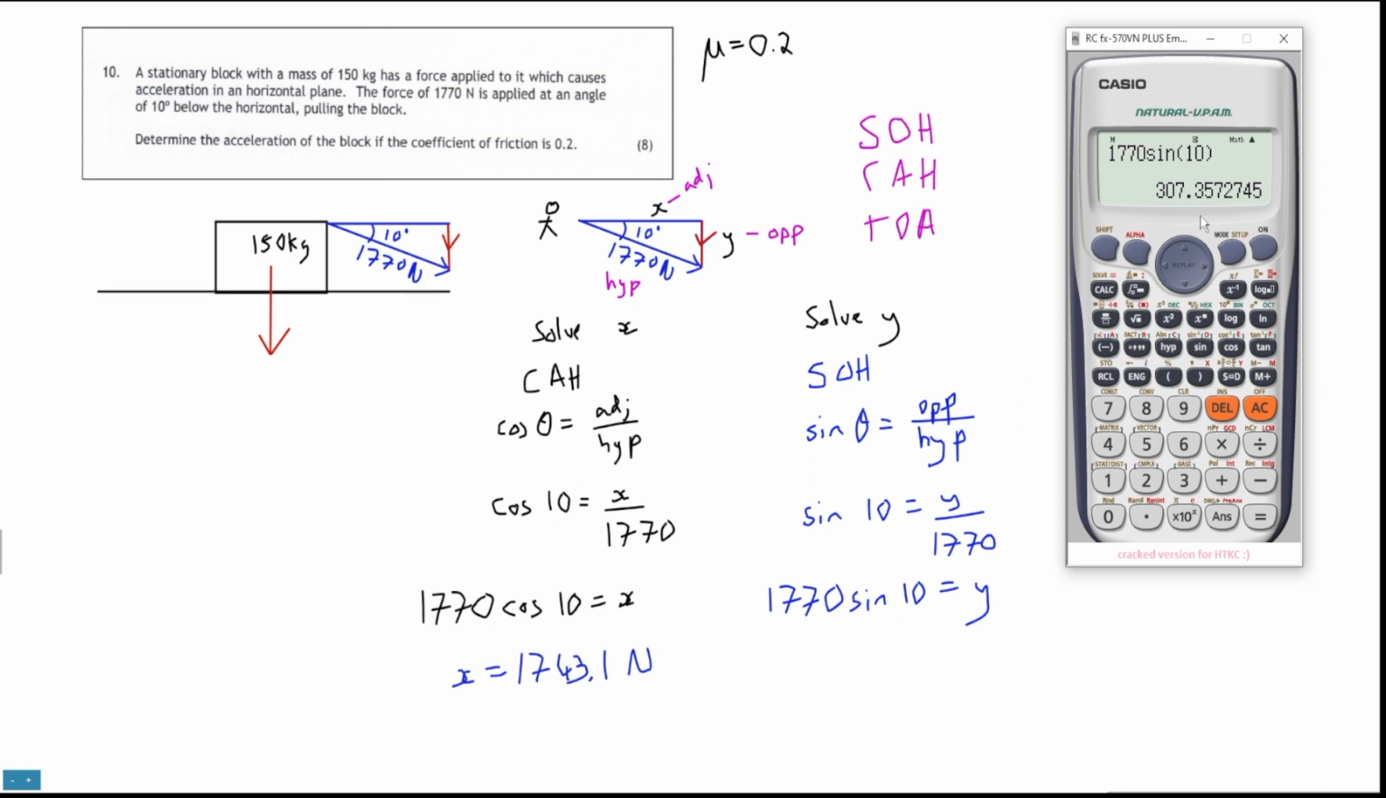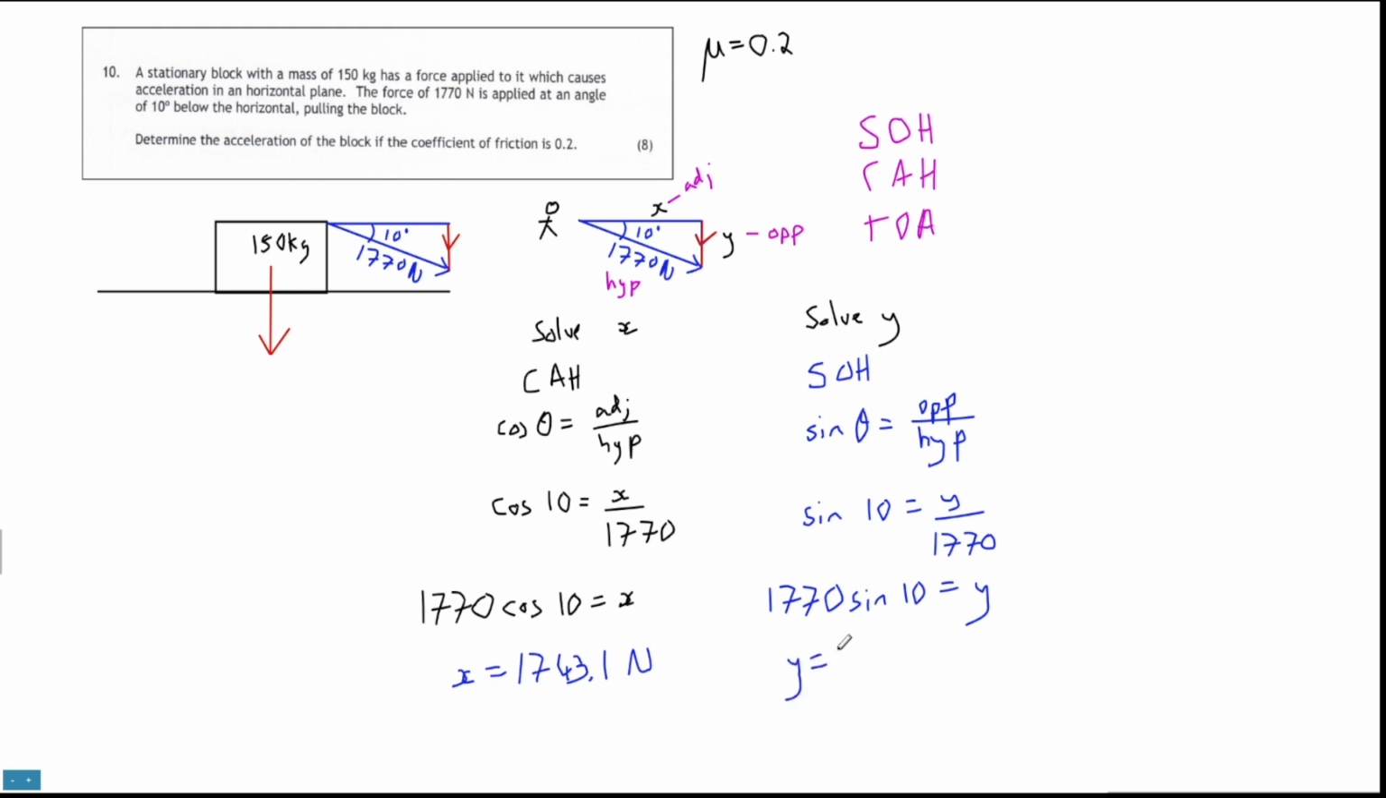307.35 or 307.36. So y is equal to 307.36 newtons. So this is the vertical that's pushing it down. It's going to be adding on to the force felt by gravity, and it's going to be contributing towards the coefficient of friction. That's actually what we're going to be calculating right now. The horizontal force, the 1743, is what's left over pushing or pulling the block along. And that's hopefully going to accelerate things a little bit.